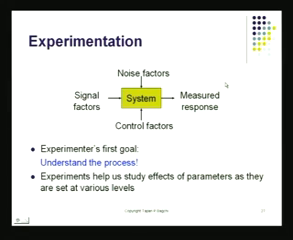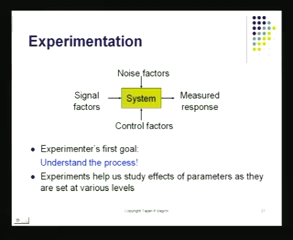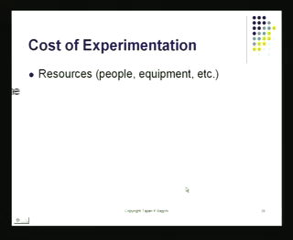When we do experiments, we are looking at a system which has signal factors, some control factors, and of course noise factors, and we're trying to measure the response there. Our goal really is one and single: we are trying to understand the process. This is primarily the goal of R&D, to understand how this process works. Specifically, we'll try to see the effect of the various parameters as they are set at different levels, which are called treatment levels.